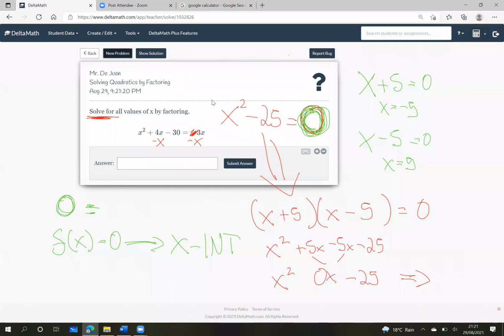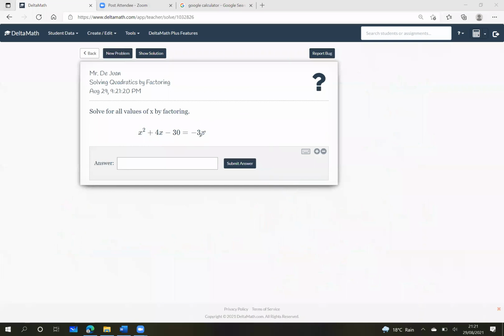Let's take a look at another question. I'm going to get rid of this. It's a lot of stuff right here. Remember, what's the problem here? We need to isolate and have 0. So if I add 3x on both sides, now we're going to have x squared plus 7x minus 30 equals 0. We must have 0 on one side of the equation. I don't know how to say that any better.